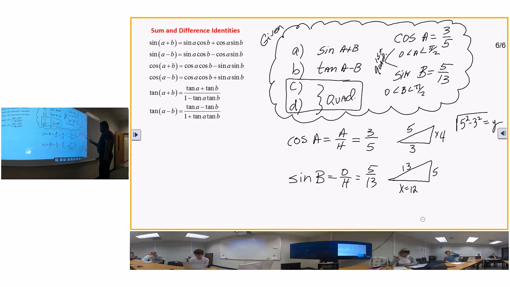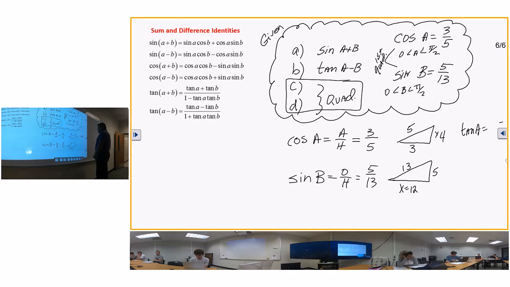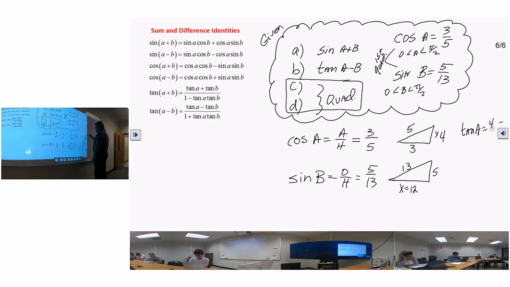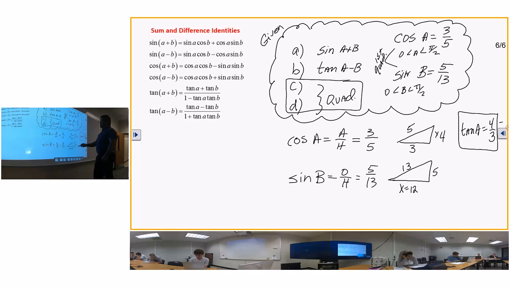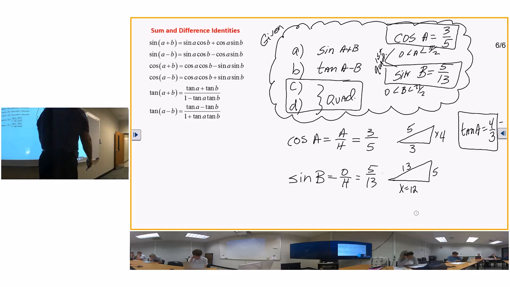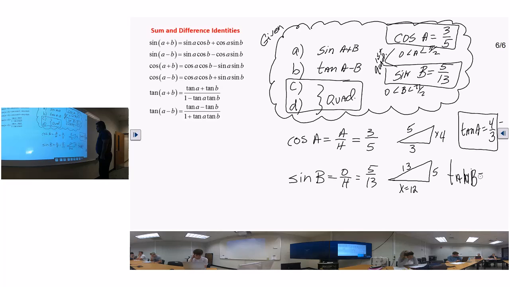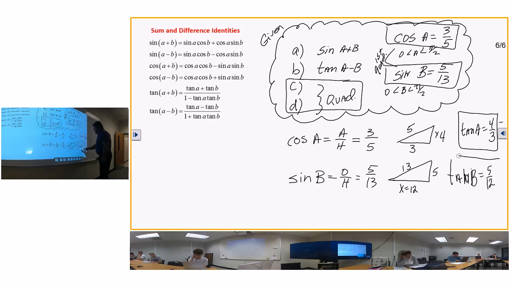So if I want the tangent, so take my handy dandy eraser. If I want the tangent of A, then I'm going to go, okay, tangent, opposite over adjacent, that's 4 over 3. Write that down, highlight it, because that's the part that you're going to use. This part you're going to use. And this part you're going to use. And one more, and that's the tangent of B. Tangent of B is equal to opposite over adjacent, 5 over 12. And that is the last part.